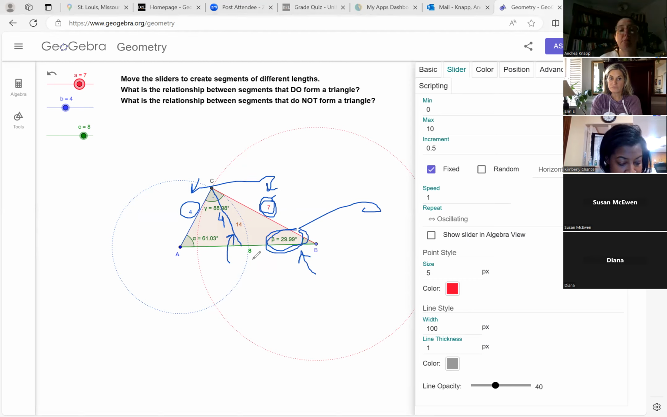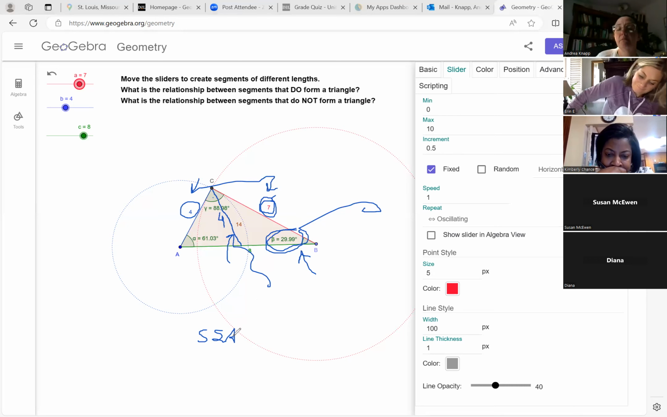So the key word here is non-included angle. That's what makes it not unique, and that's what you see here in side-side-angle. You have a side, you have a side, then an angle. And if you're trying to show that two triangles are congruent, side-side-angle won't do it for you because it's not determining a unique triangle. It could be more than one.